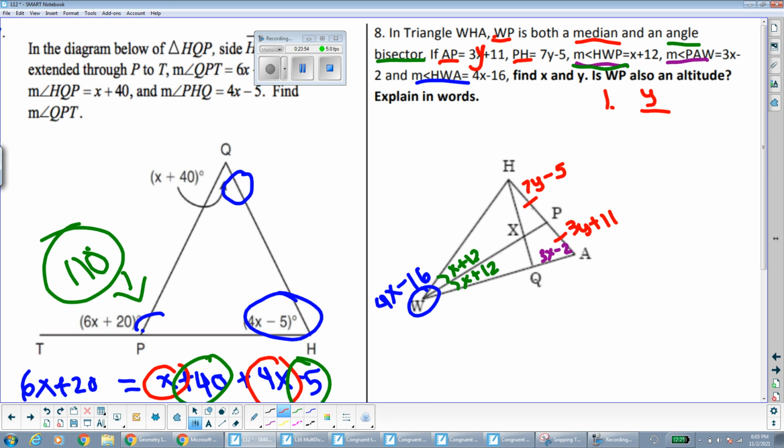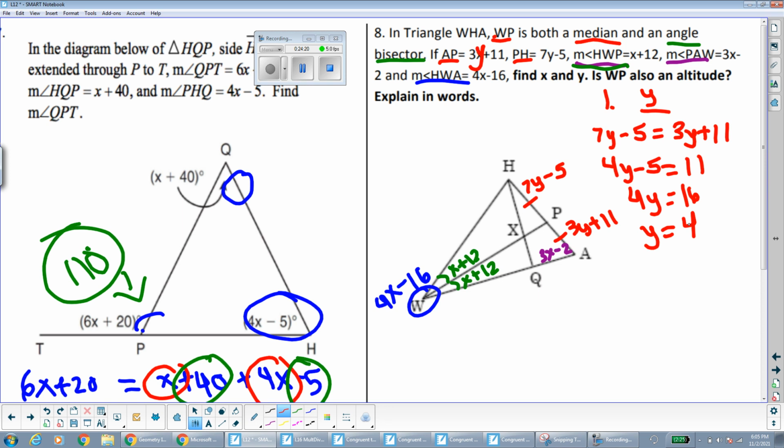So we can just set up an equation that says 7y minus 5 is equal to 3y plus 11. Once again, that's because we knew WP was a median. P is the midpoint, 2 equal parts. Subtracting 3y on both sides, 4y minus 5 is equal to 11. Adding 5 to both sides, 4y is equal to 16. Dividing by 4 on both sides, y is equal to 4. So already we have our y value.